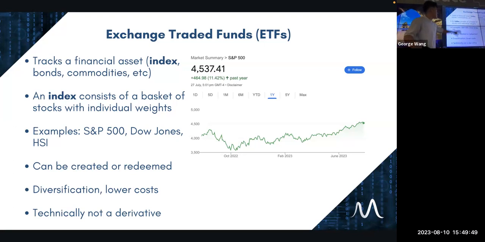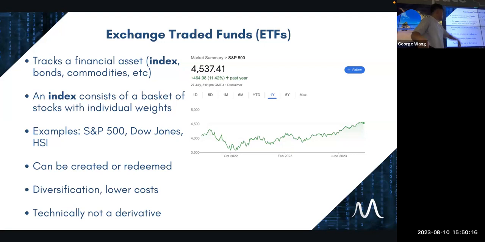And since the index, we're just going to talk about the ETF index ETFs here. Since the index consists of a basket of stocks, they can be created or redeemed. So you can create an index by getting the basket of stocks, and boom, you have your index. Or you can redeem it, which means you take your index and break it down into a basket of stocks. So these are all operations you can do as a participant in the market.